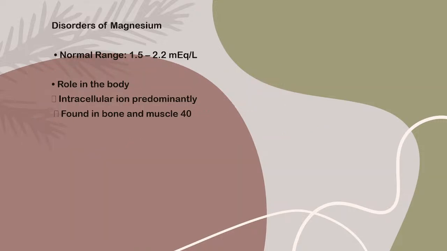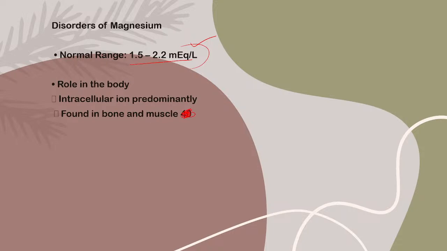Then magnesium, that is, normal range of magnesium is 1.5 to 2.2 milliequivalents per liter. Then we will talk about the role of magnesium in the body. This is predominantly an intracellular ion, and it is found in bones and muscles. All right, this is written by mistake. So it is mainly found in bones and muscles.